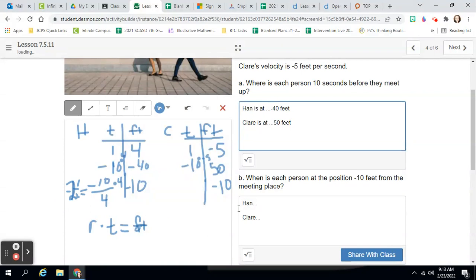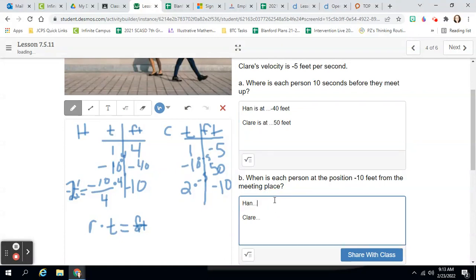Okay. And then for Claire, I know hers is going to be something times -5 is -10. And I know that that's got to be a +2, because 2 times -5 is -10. So her answer is positive, his answer is negative. So Han is at -2.5 seconds. And notice I'm saying the time because it is time, and hers is 2 seconds. I always answer the question with a label. Okay.